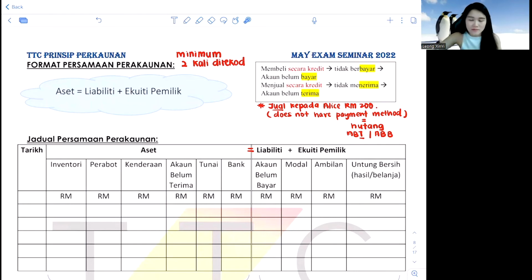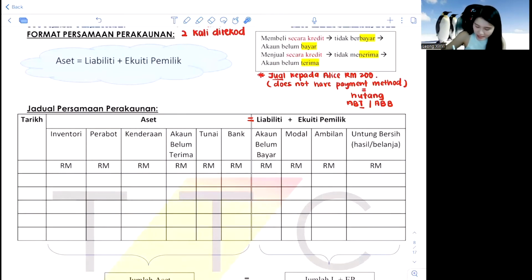I never say maximum. You want to do 3 times, 4 times, 5 times, or 10 times, 100 times, no problem, as long as you can fit and can balance, right? So here is the minimum, 2 times. For the target wise, they will give you accordingly. Just fill up the dates.